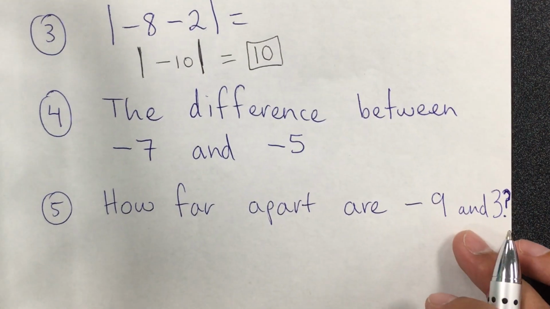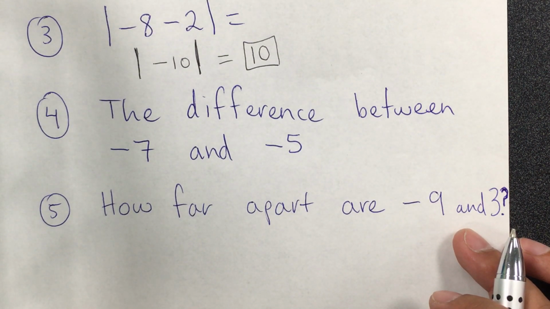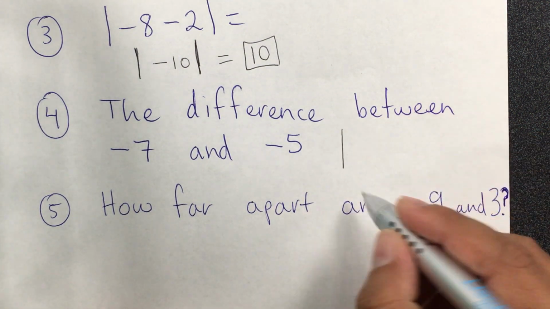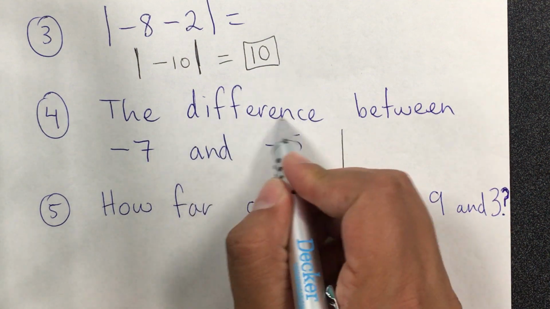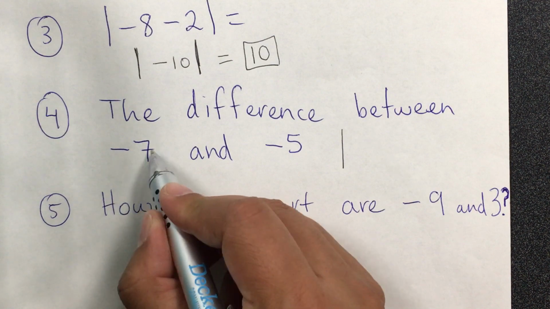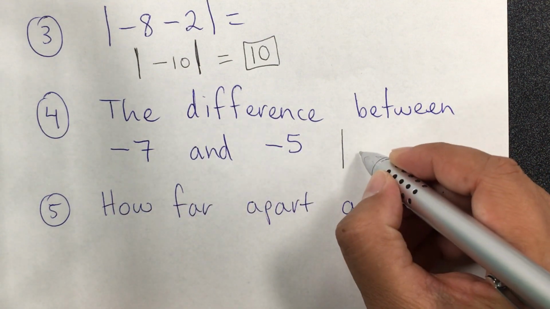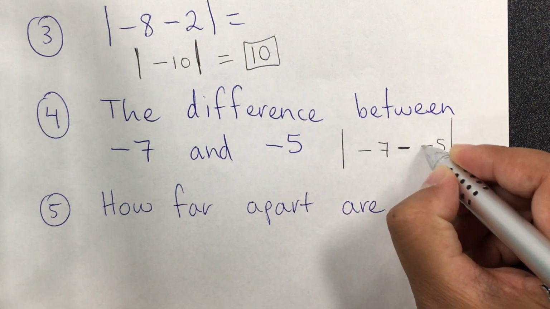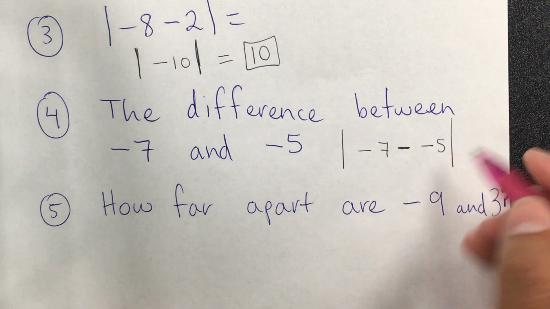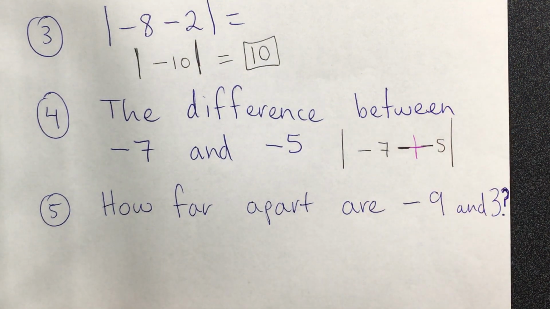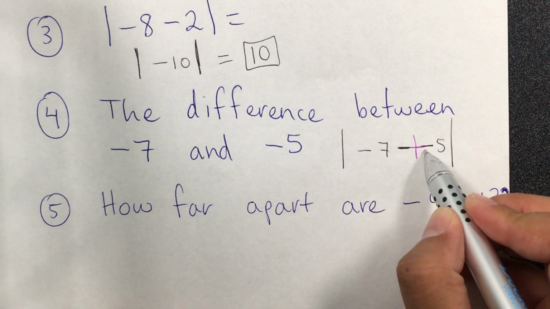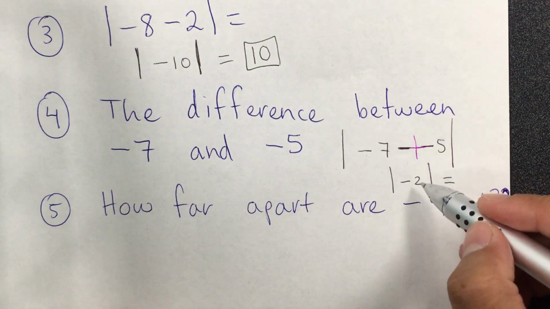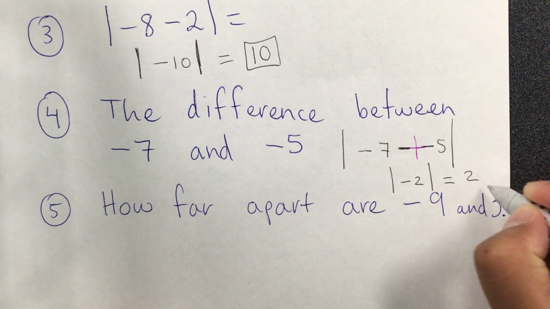Number 4, the difference between negative 7 and negative 5. From the previous lesson, we learned that when they say difference, you just put minus right there. So negative 7 minus negative 5. Two negatives together make the big plus. Now if I have a negative 7 and positive 5, that's the absolute value of negative 2. And the absolute value of negative 2 is positive 2.